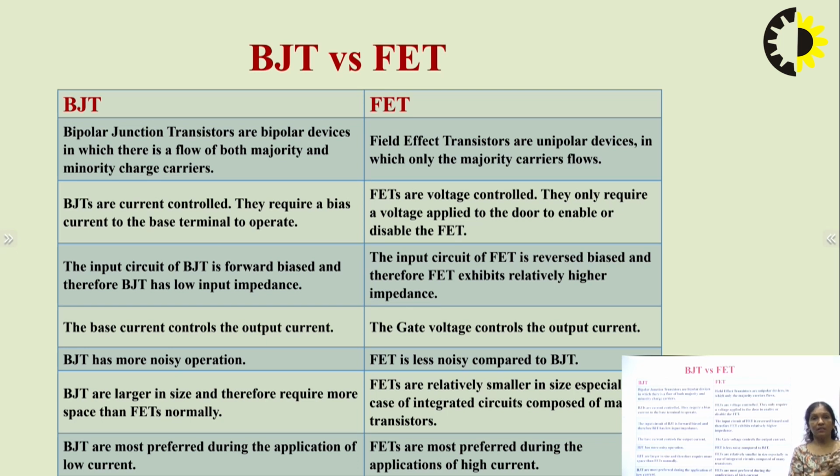BJT is more noisy and FET is less noisy. BJT is larger in size as compared to the FET. So a large number of field effect transistors can be manufactured on the same size of IC, and BJTs are mostly preferred where the current is low, and in high current applications FETs are used.